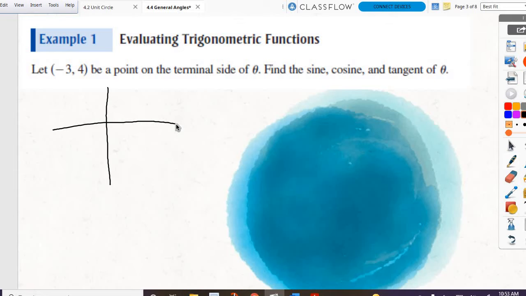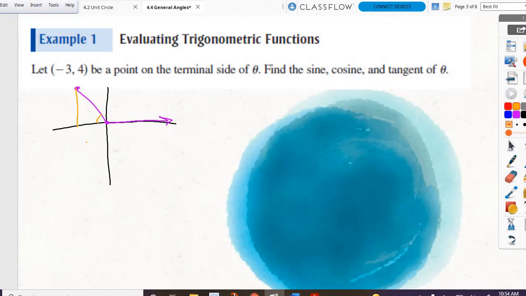Now, what quadrant is negative 3, 4 going to be in? The second. That would go left because it's negative x, and up because it's a positive y. Again, remember that this is our terminal side, so that would be our angle right there. Agreed? But again, if I draw my triangle, where do we want to draw our triangle to? The negative x-axis. That way we have a right triangle. Agreed?